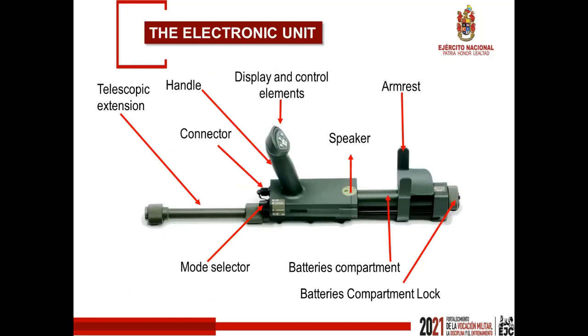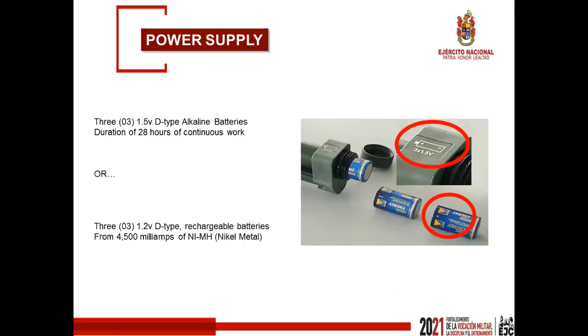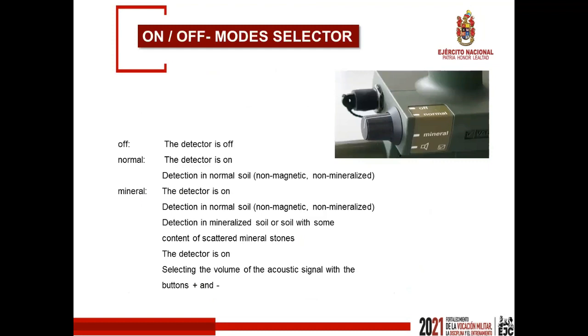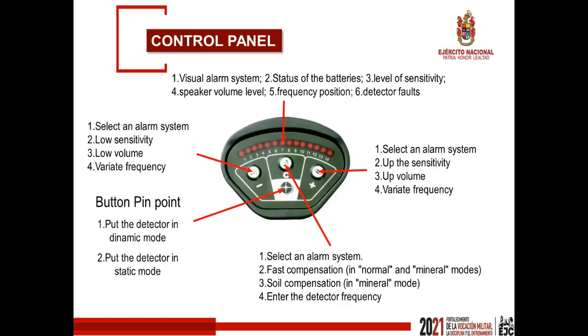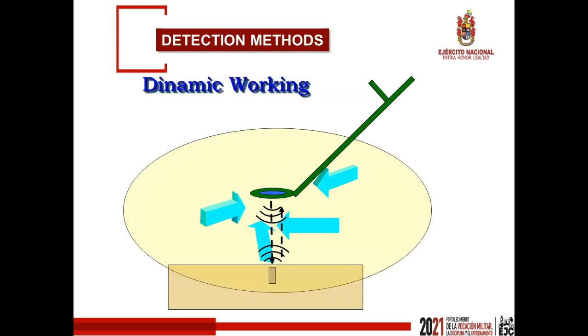We saw part by part the electronic unit, the mobile support bar with hermetic head, the batteries, the mode selector in off, normal, mineral, or volume or speaker, the control panel or display with its 4 buttons, the detection modes, static mode, and dynamic mode.